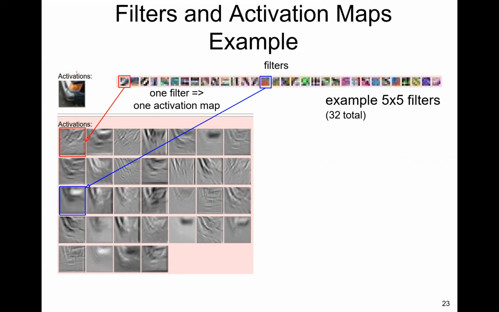And suppose this is the input. This is the corner of a car, I think. And then every filter extracts a separate activation map, separate different features. So this one extracts this activation map, this one extracts this, and this extracts this. So 32 filters extract 32 activation maps from the same single input volume, the input image.